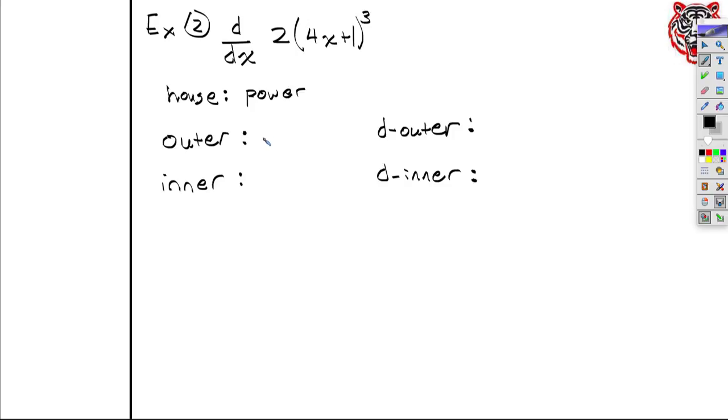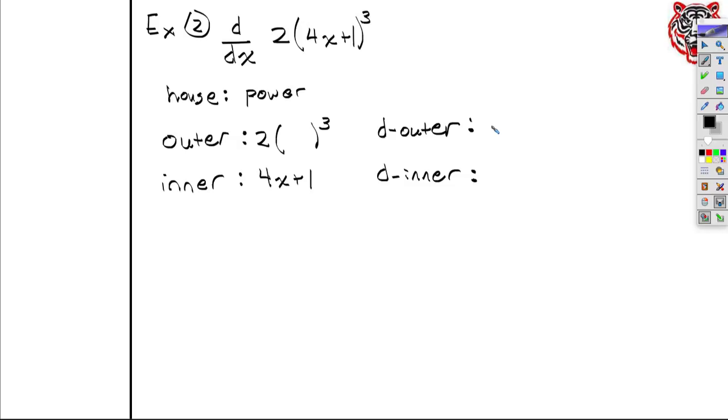Careful. You're not taking the derivative yet. We're just analyzing the function. We're separating the function into parts here. Outer. 2 of something to the third. Well said. Ben, what's the inner? 4x plus 1. 4x plus 1. Very nice. Ben, you want to do doubter? And then Arrow, you can do dinner.